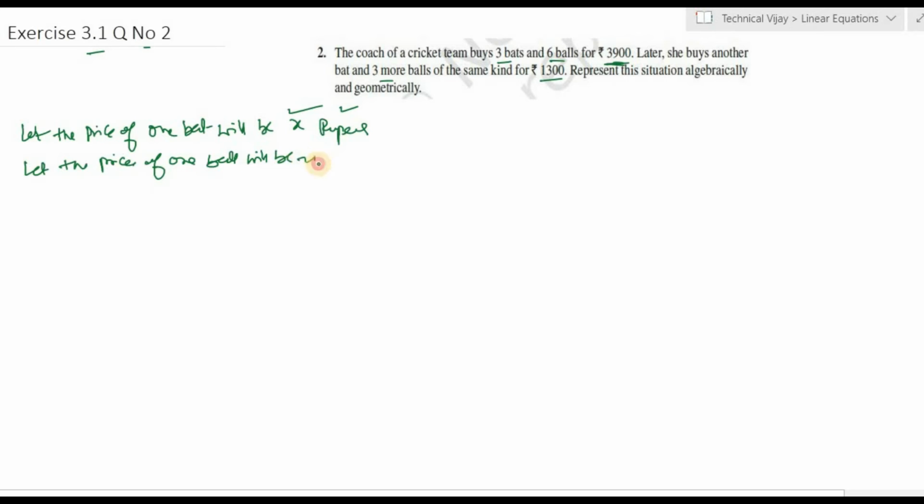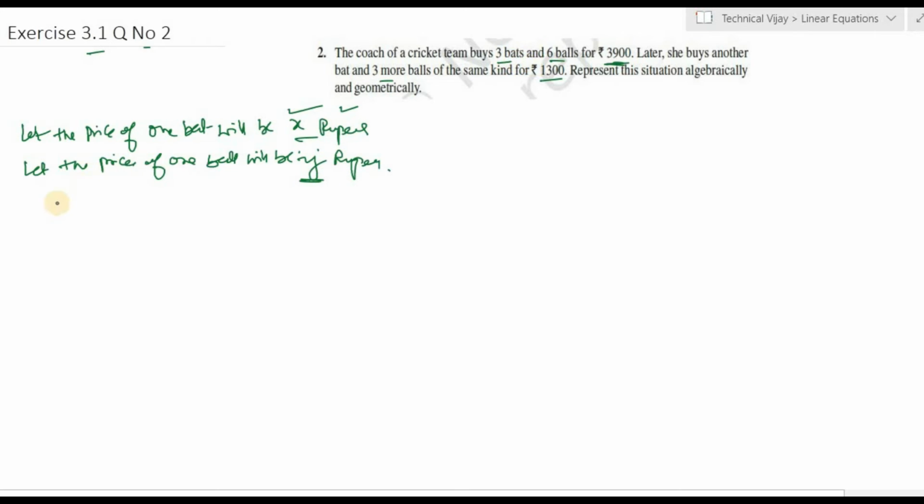the price of one bat will be x rupees, because see here, the subject is going on about rupees, so hence we have to consider the price only. So now let the price of one ball be y rupees. Okay, so by making this assumption we will write the equations.